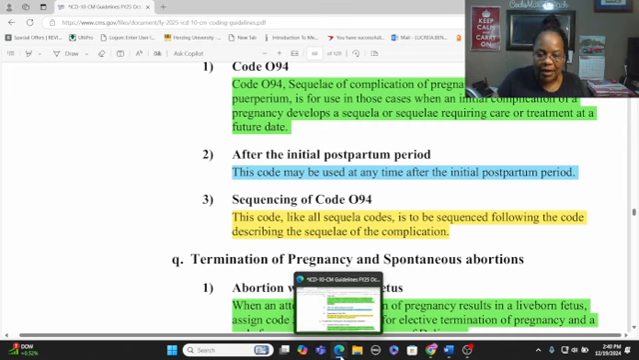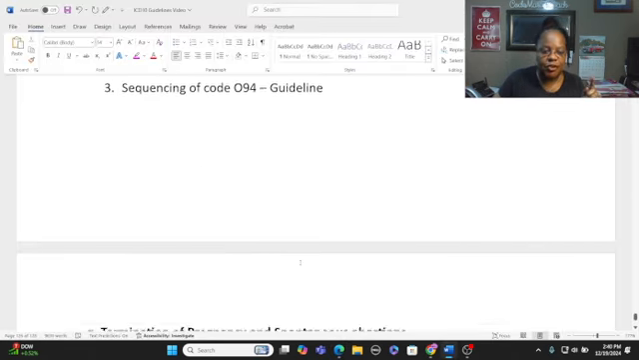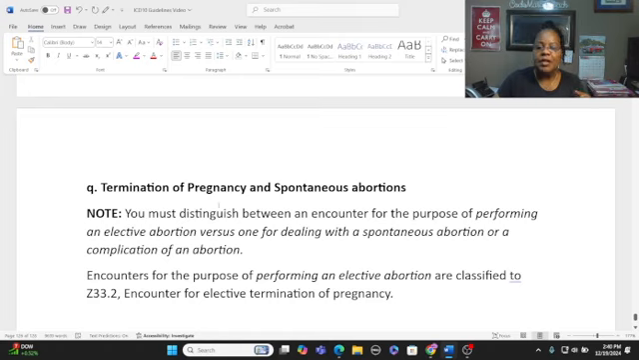All right, we're at Q. Let me see if I got any notes for Q. Q is on termination of pregnancies and spontaneous abortions. My note just says that you must distinguish between an encounter for the purpose of performing an elective abortion versus one for dealing with a spontaneous abortion or a complication of an abortion. So make sure I stress this to you.